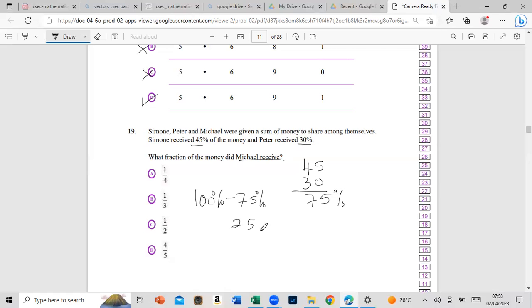However, they did not ask for percentage, they asked for fraction. So to convert from percentage to fraction, we simply divide by what number? Percent means out of 100, so we divide by 100. Alright, 25 into itself 1, 25 into 100 goes 4 times. So that would be a quarter. So our answer for that one is a quarter.